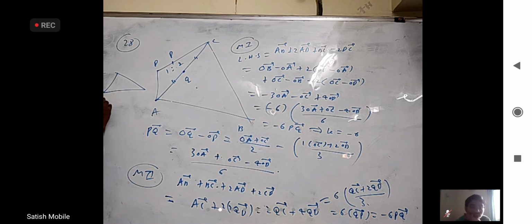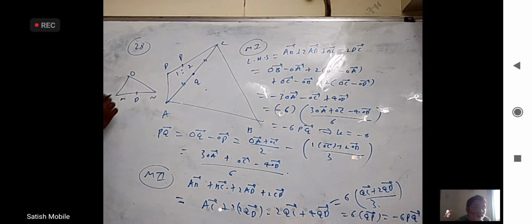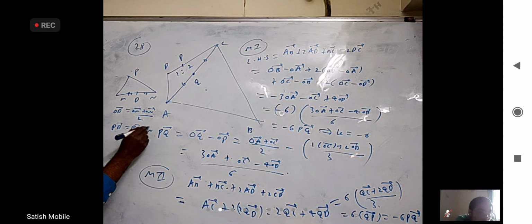Now, let's say this is M and this is N, the midpoint is D. This is O. Everybody knows when D is the midpoint, I can write OD bar is equal to (OM bar plus ON bar) by 2. Everybody knows that, right? In the place of O, if P is there, I can write PD bar equal to (PM bar plus PN bar) by 2.